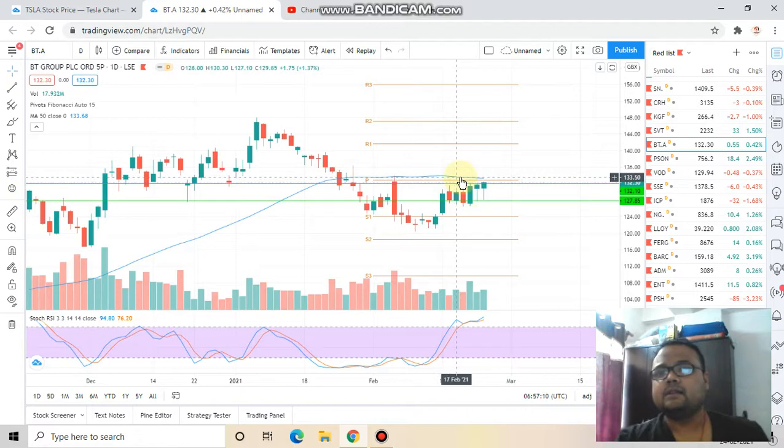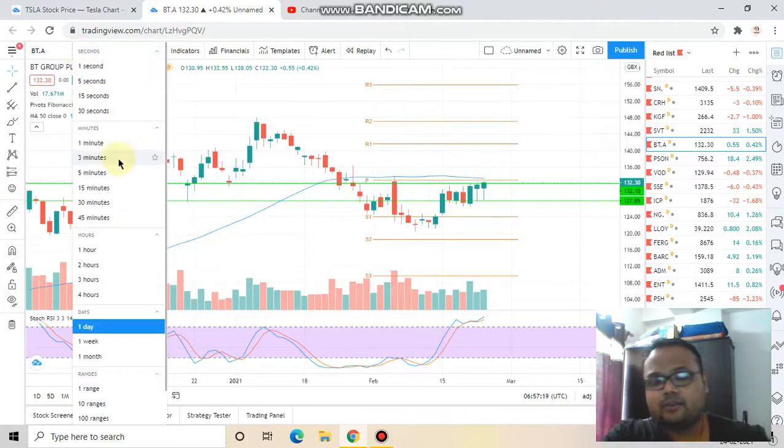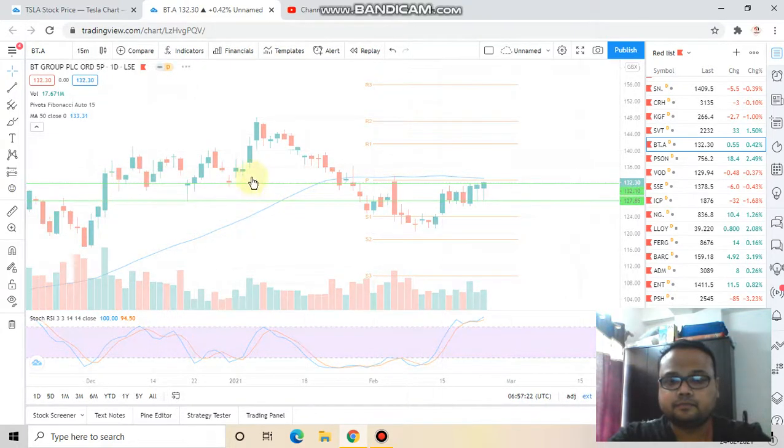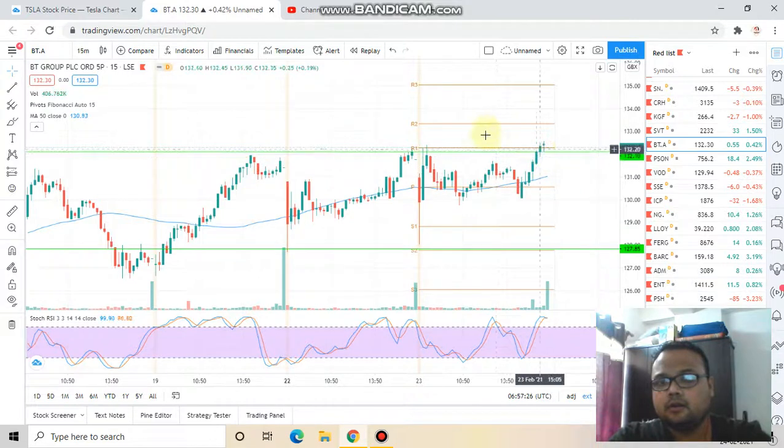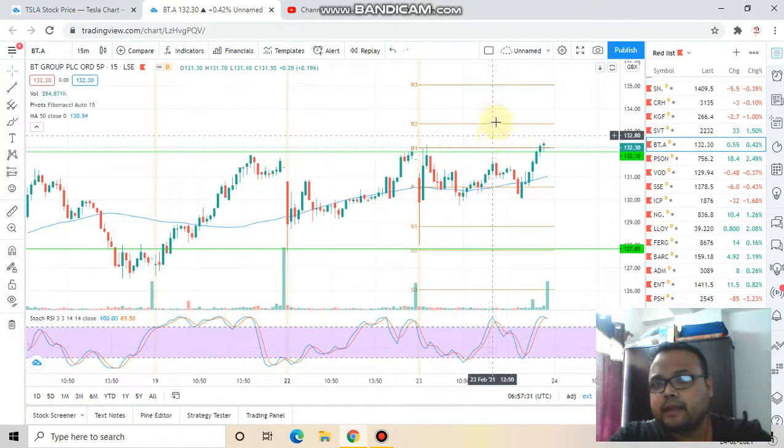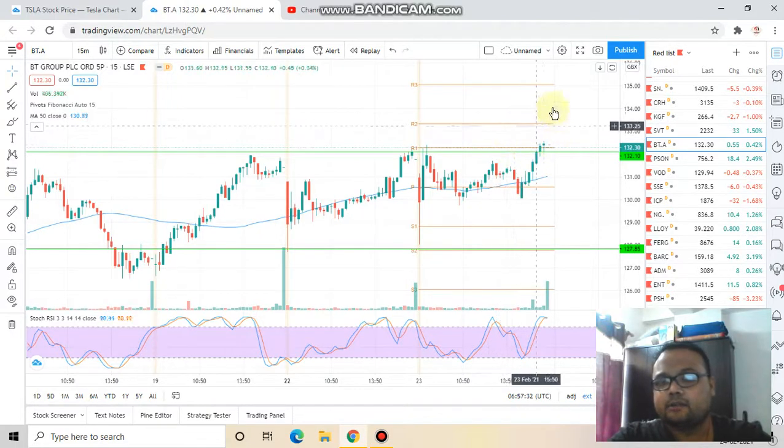Right now, it's kind of in a closed pattern. It may struggle a bit, and you do not want your stock to struggle after placing the buy order. So let the stock break these levels.